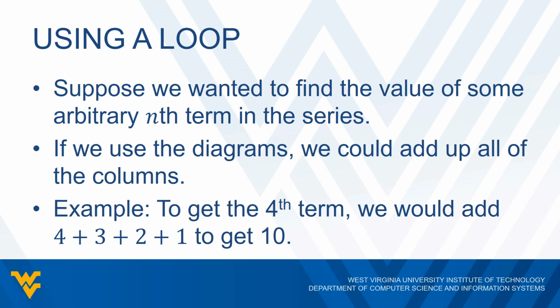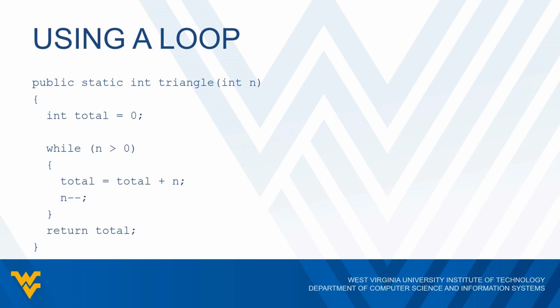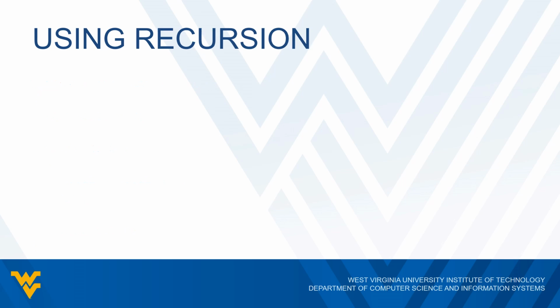We could do this using some type of loop. In fact, here's some code that would do that using a loop. We have a while loop as long as n is greater than 0. We have some total, add n to it, and decrease n each time until n becomes 0. That total gives us the actual result. So we go through the loop n times, add n, then n minus 1, then n minus 2, all the way down to 1, and we stop whenever n becomes 0.